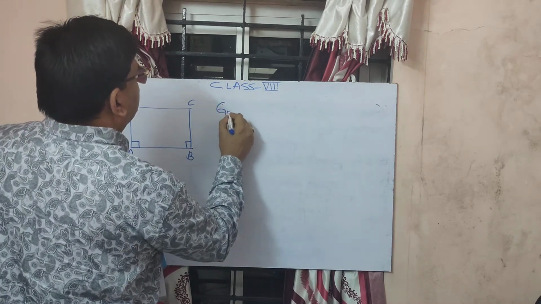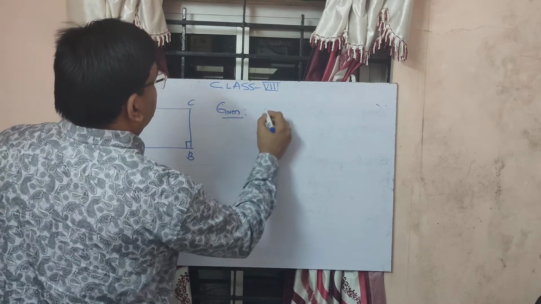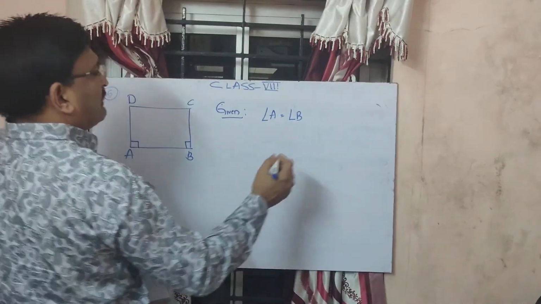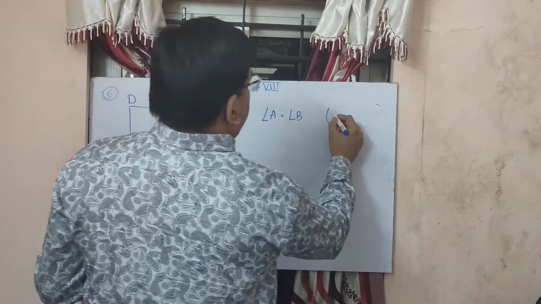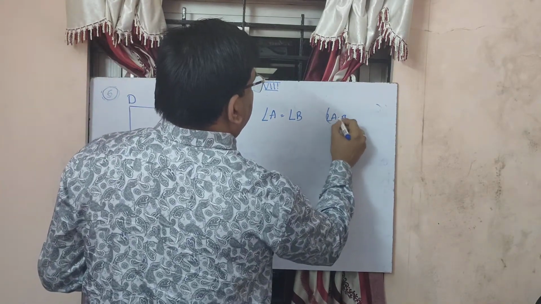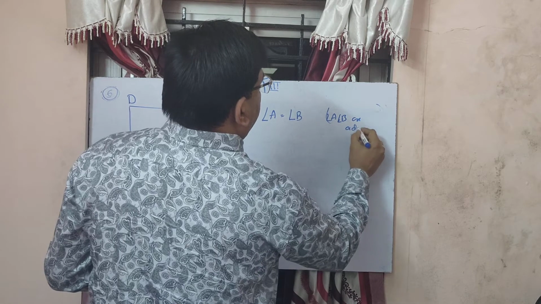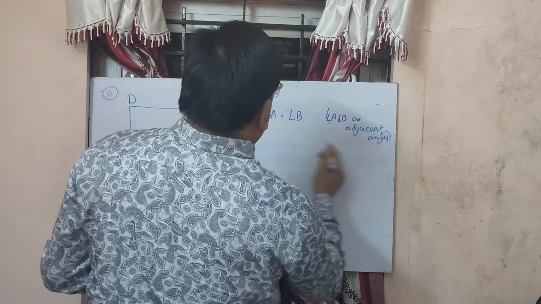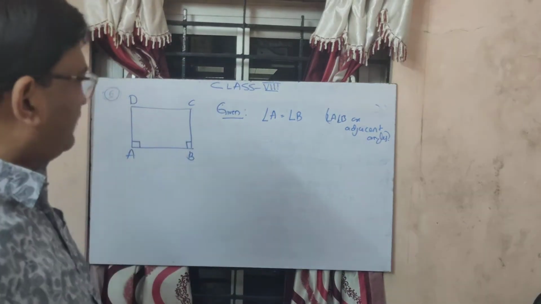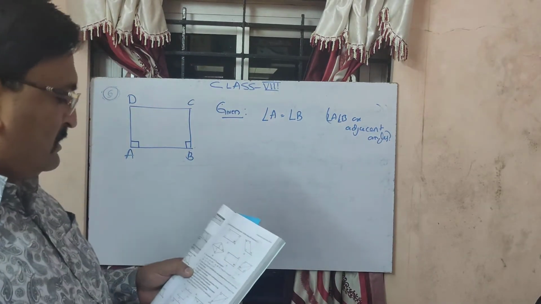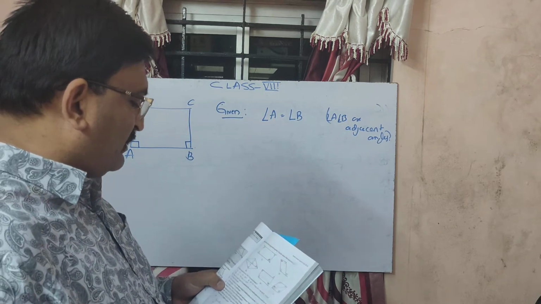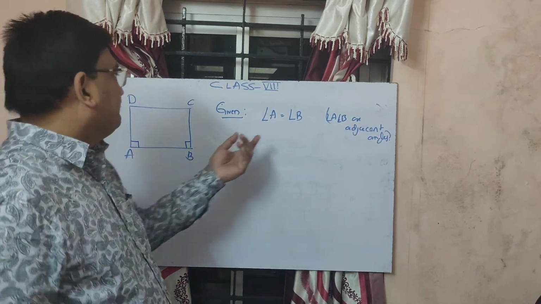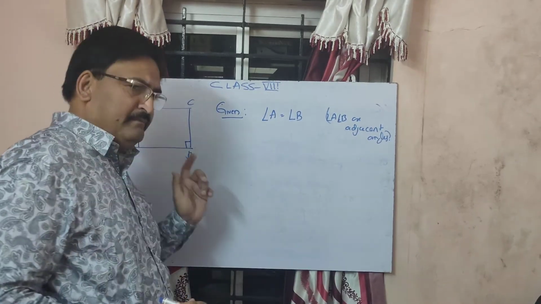Given that, what is given? Angle A is equal to angle B. So, angles A and B are adjacent angles. Given there, adjacent angles, and it is given angle A is equal to angle B. Find the measure of each of the angles of the parallelogram. Now the question is, it is given angle A is equal to angle B.